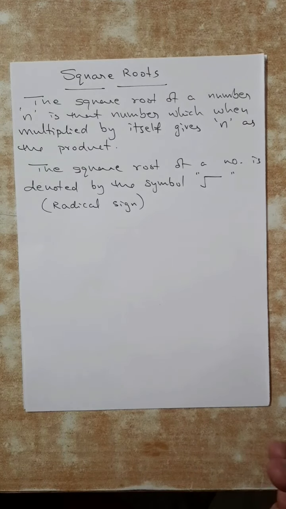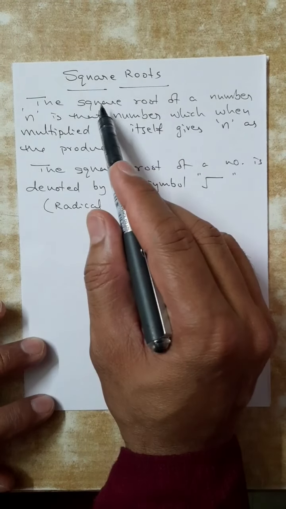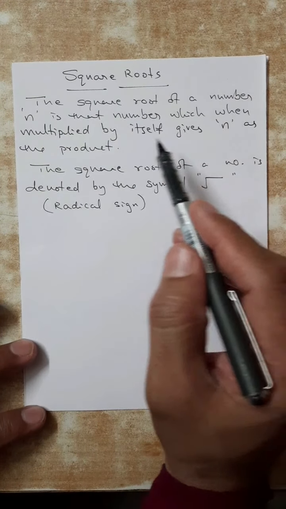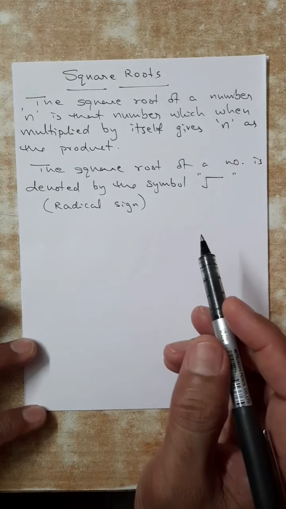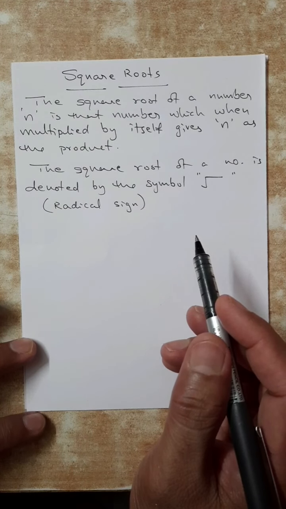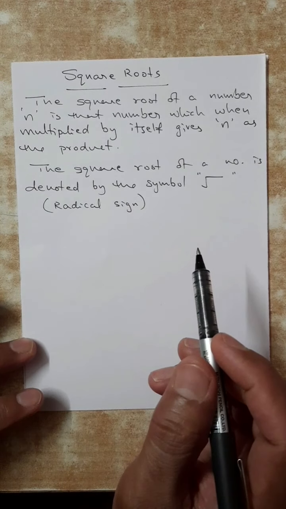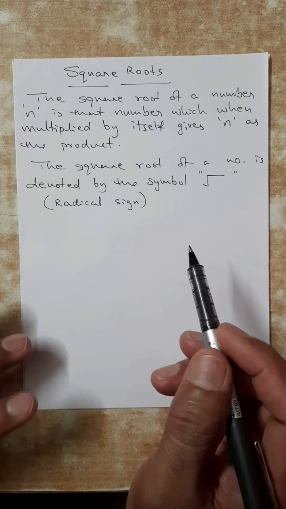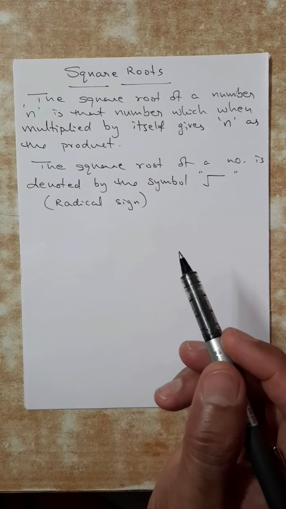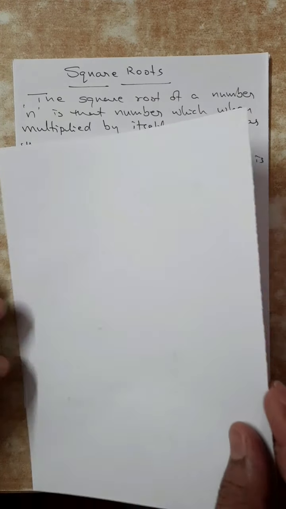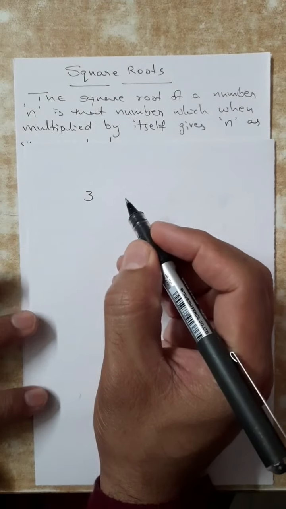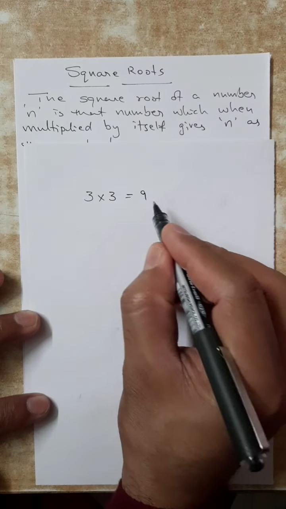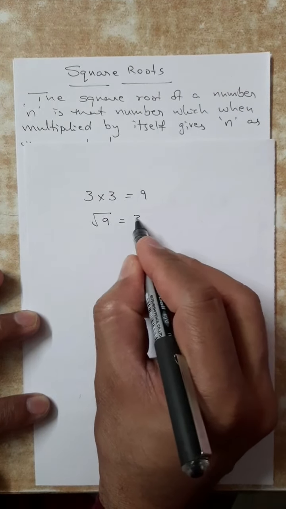What is the meaning of square root of a number? The square root of a number n is that number which when multiplied by itself gives n as the product. Like if I say 3, if I multiply 3 with that number 3 itself, 3 into 3 is 9. So square root of 9 is 3.